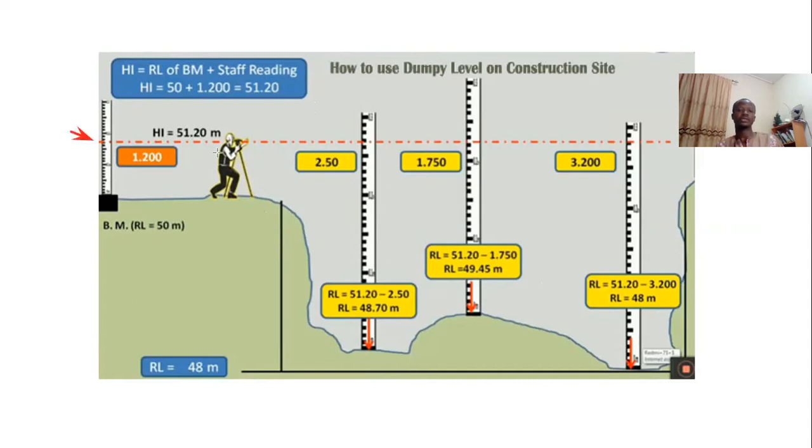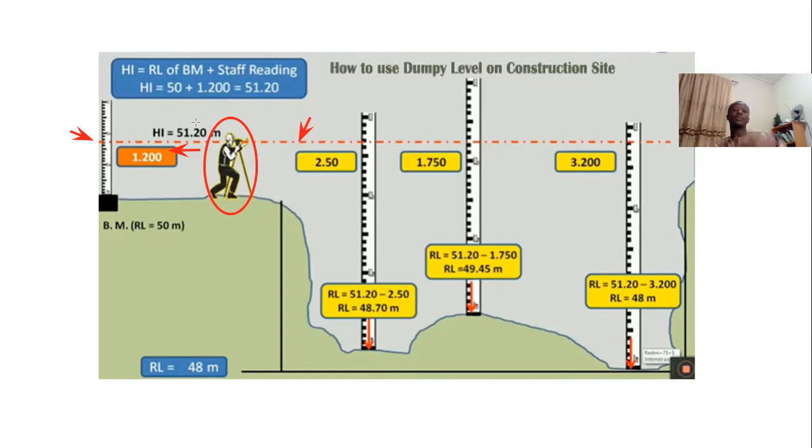So this man here, it looks like an old man to me, it doesn't matter. No offense. He turns around, and then he sights the staff and then reads a value of 1.2. Now that creates a height of instrument, this dashed line here, of 51.2. You just simply add on to it. It's as if you are stacking values, adding a value on the value.